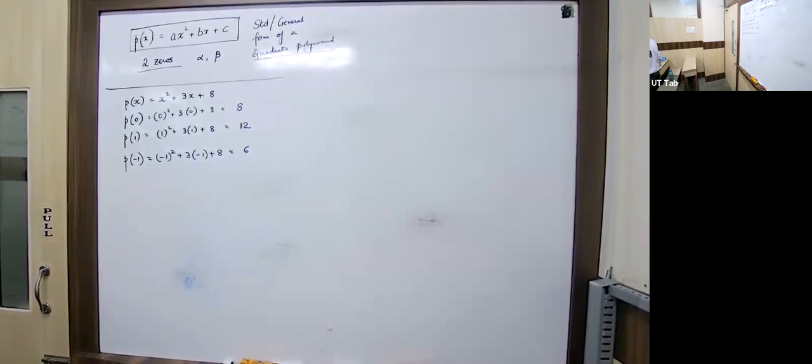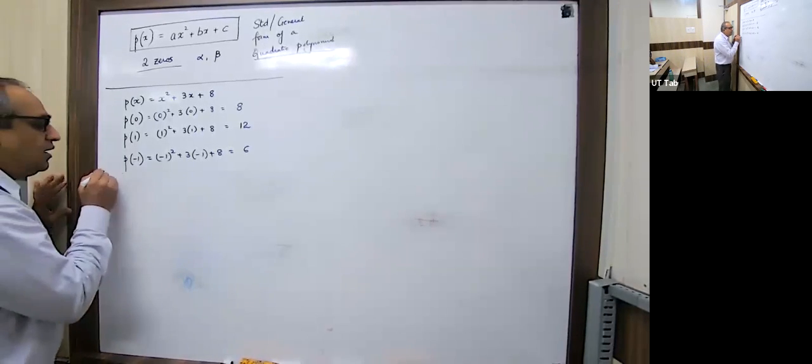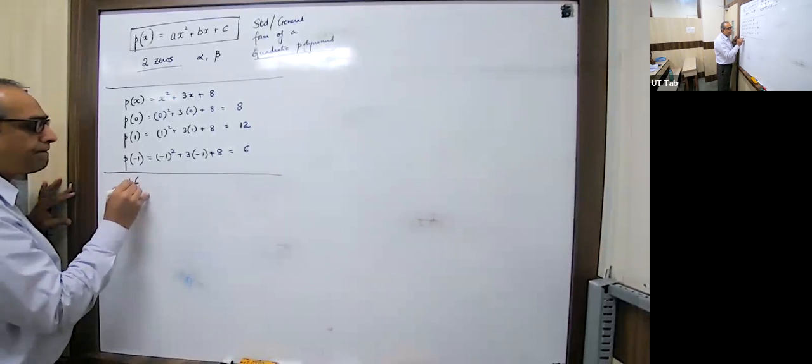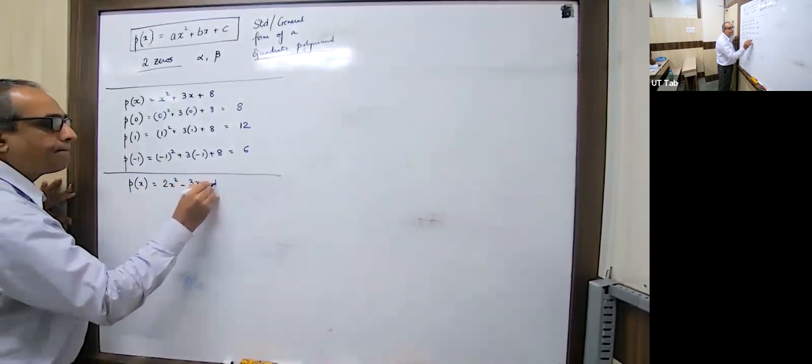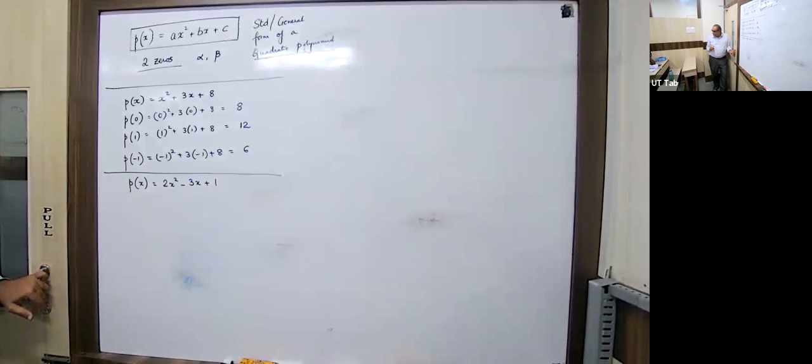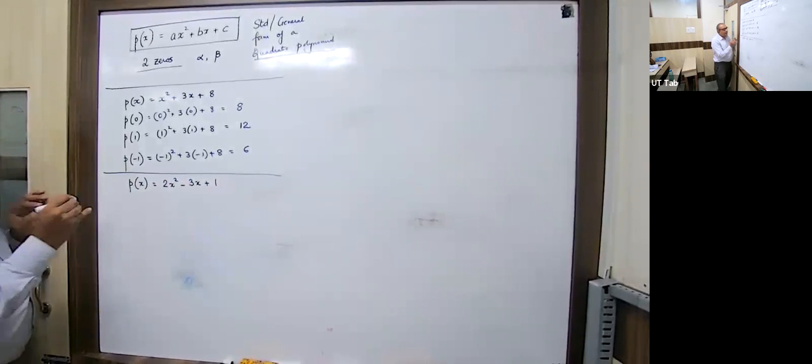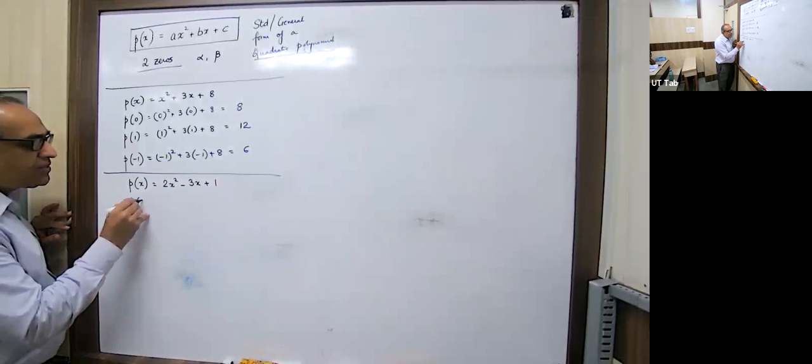Is this clear? If on substituting a particular number in the polynomial, the resulting value is 0, then I say that it is the 0 of the polynomial. Let us take an example. Let me put the value of x as 1.